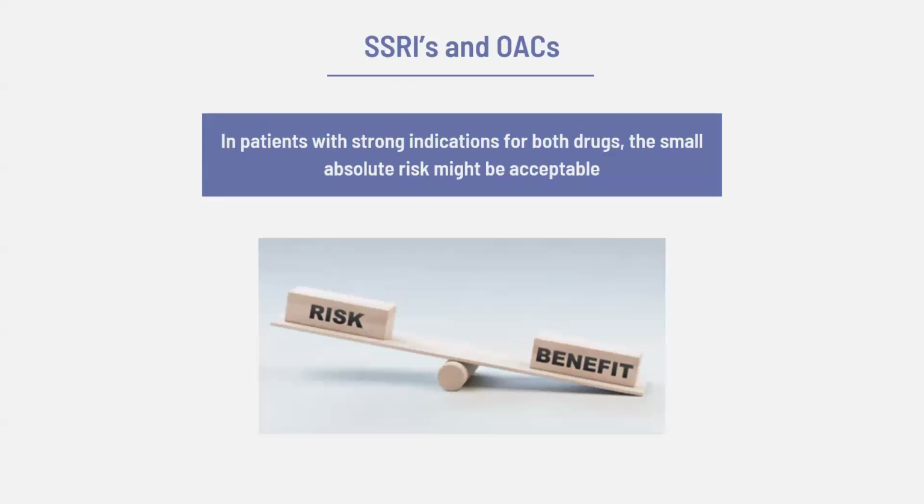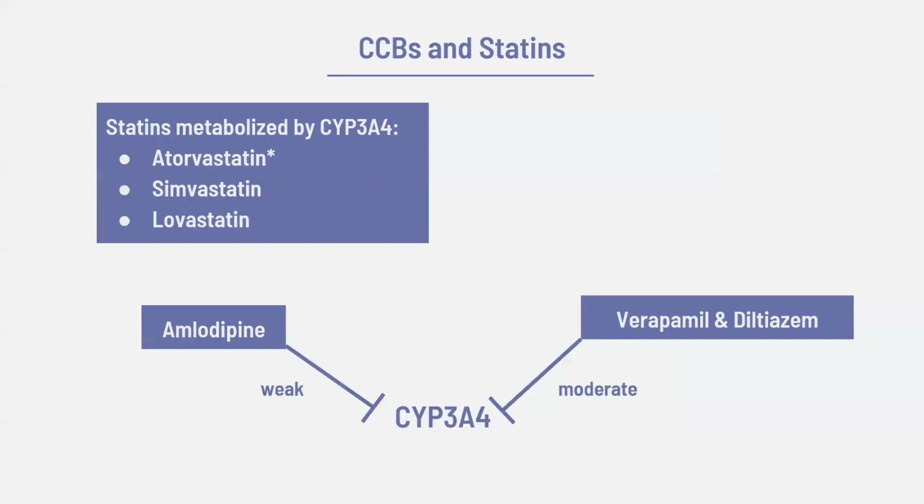So in patients with strong indications for both drugs, the small absolute risk is probably acceptable. But if for some reason you had a patient where the indication for either drug was marginal, then maybe that excess risk would be something to think about and reconsider prescribing both at the same time.